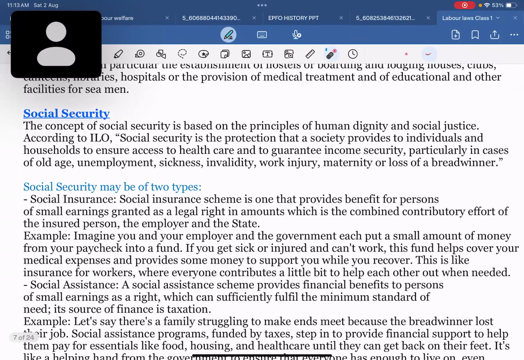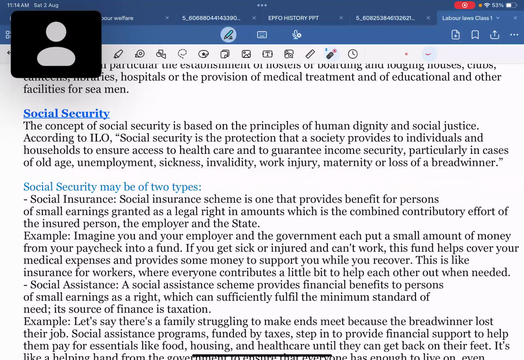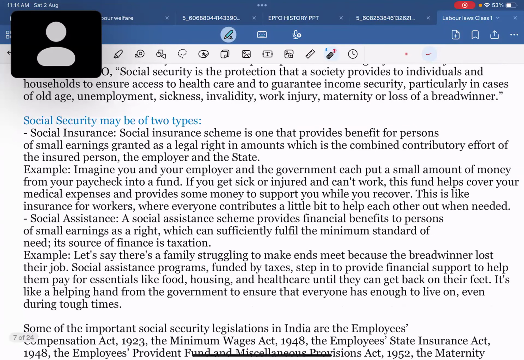You have seen some kind of pension given by the government to old persons, widows, or physically challenged persons. So that comes under Social Security. Social Security may be of two types: social insurance and another is social assistance. Social insurance scheme is one that provides benefit for the persons of small earnings, granting as the social security. Social insurance means government is giving insurance.